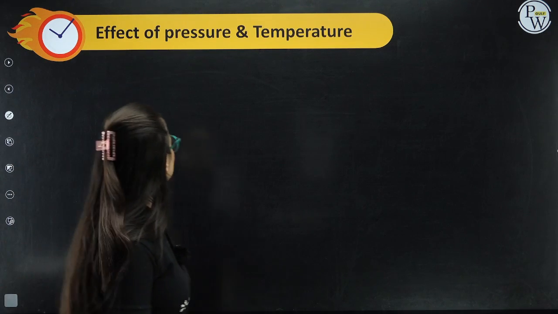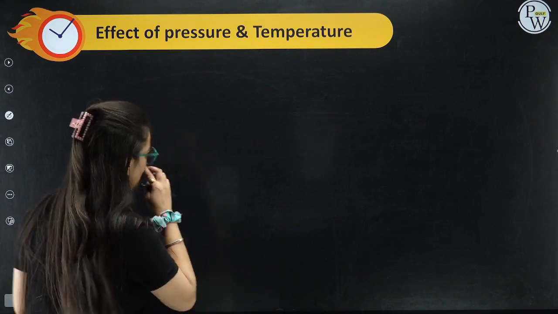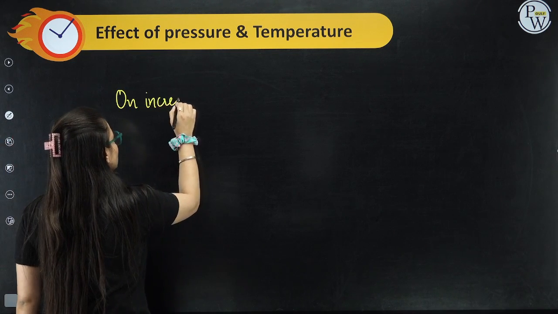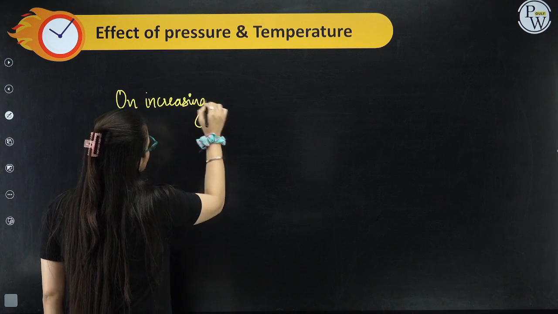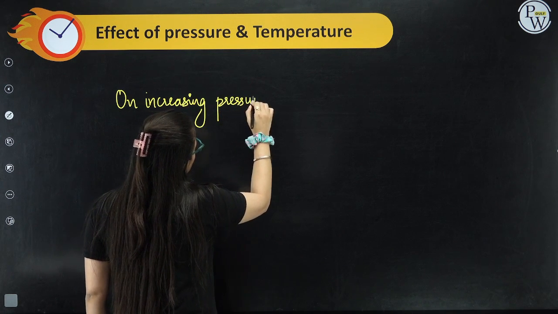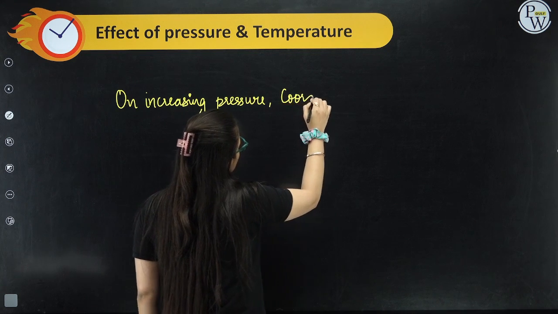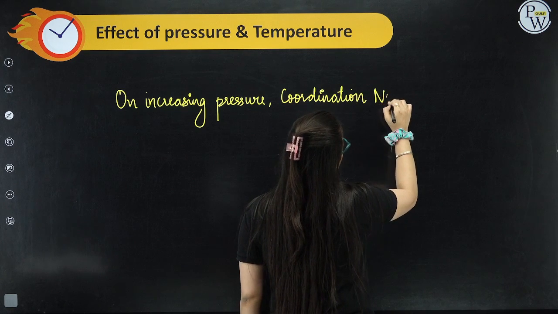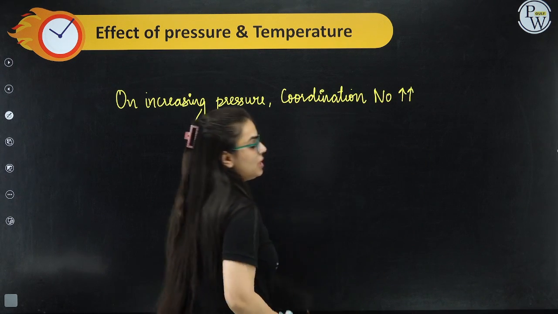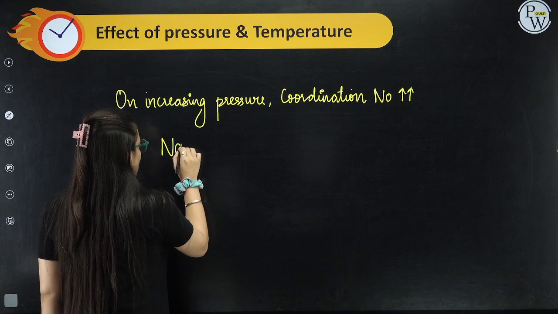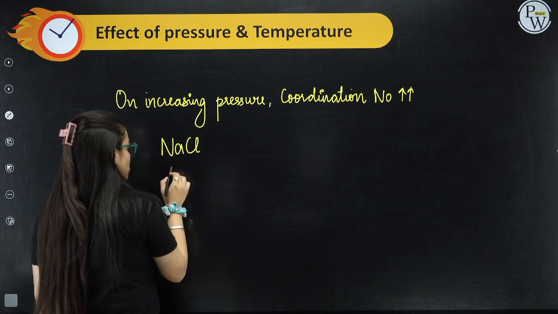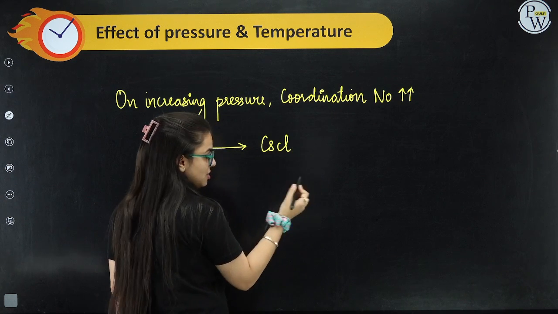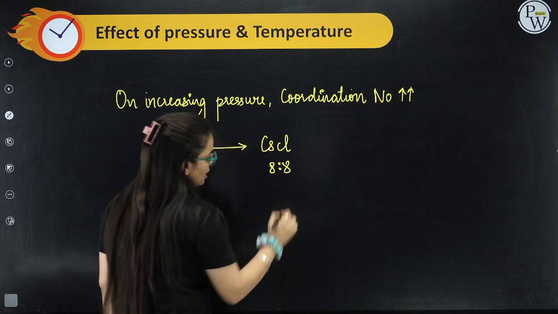Done, guys. Now students comes effect of pressure and temperature. See, on increasing pressure, the coordination number increases. For example, if we have NaCl structure, its coordination number will increase if we are increasing pressure. Its coordination number is 6:6, so it will increase into CsCl, that means 8:8. Clear, guys?